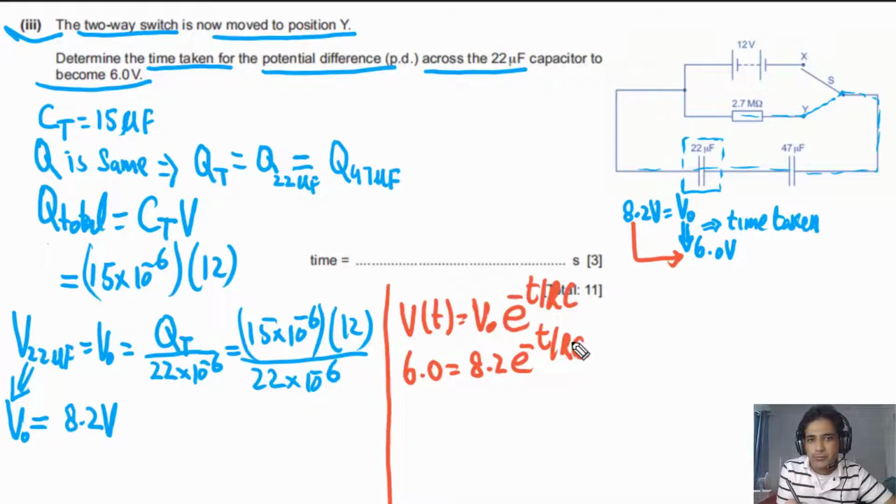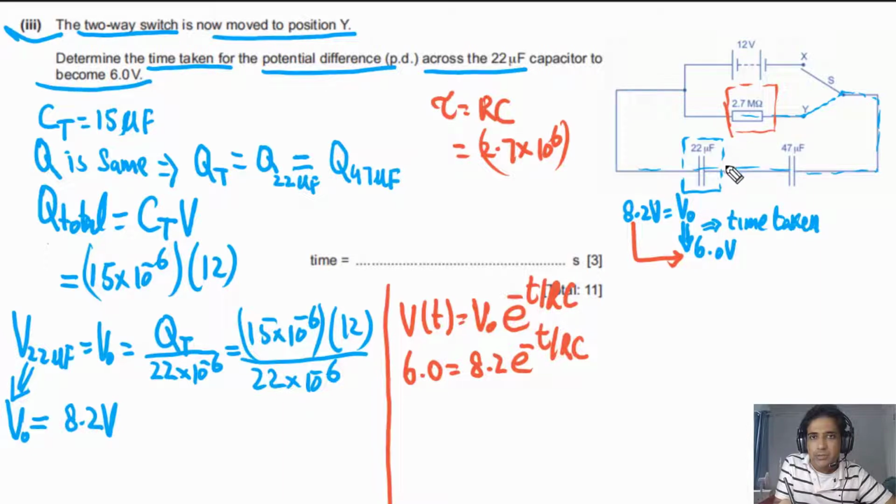Maybe this will confuse you if you do not have a clear understanding of a discharging capacitor. Let's try to understand how we can calculate tau, the time constant. This is equal to RC. R is the resistance in the discharging circuit. In this case, the resistance is equal to 2.7 times 10 to the 6. This one is our resistor in this discharging circuit.